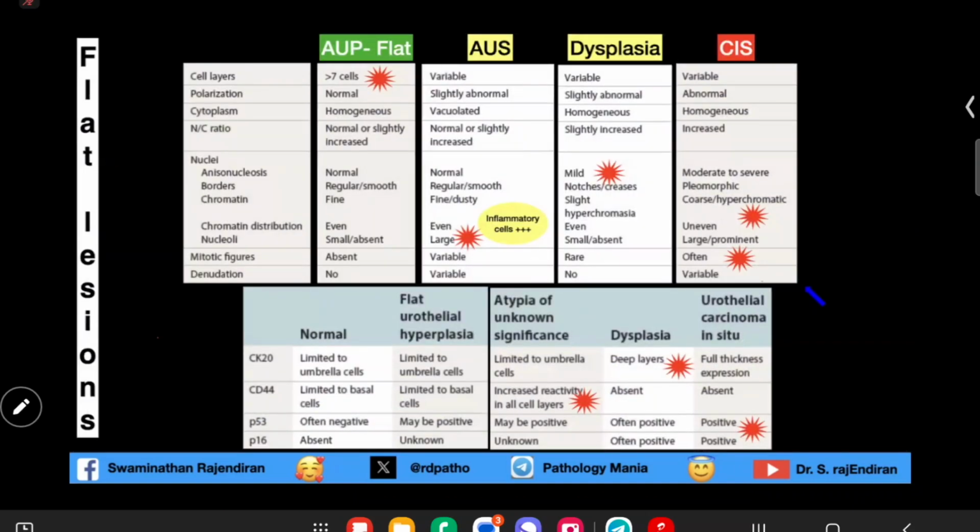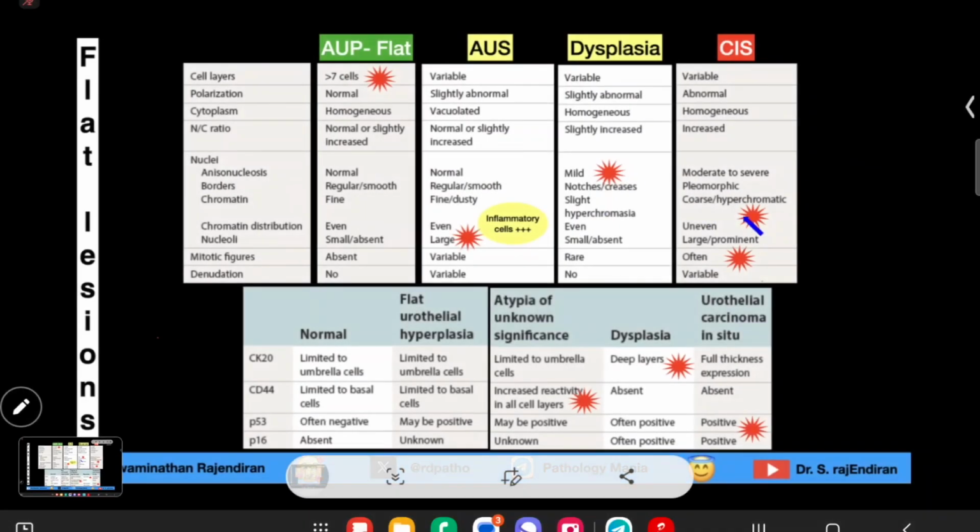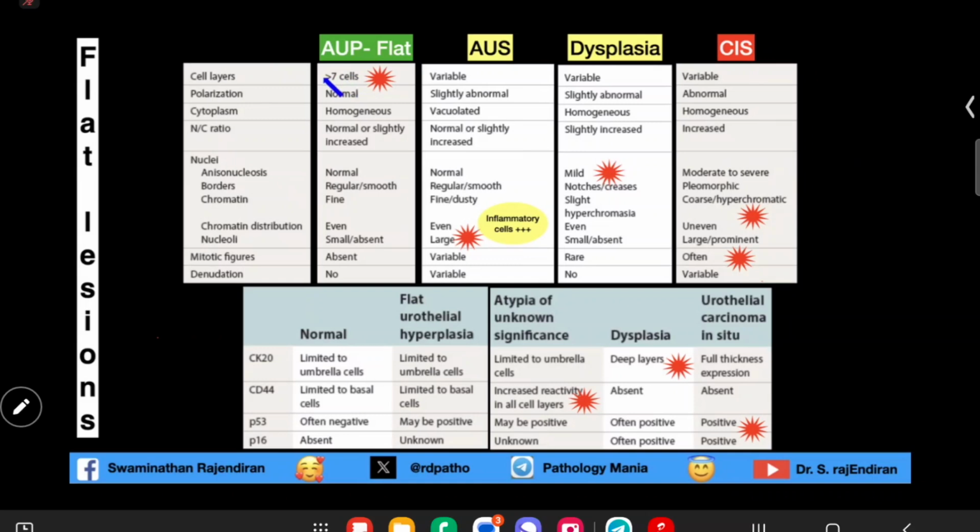Coming to flat lesions, there are 4 types. It is atypical urothelial proliferation, flat type, ATP of uncertain significance, dysplasia, and carcinoma in situ. And this table, some of the tables are very good looking, especially for the exams. But practically, there are only very few points you have to remember. For example, how will you differentiate AUP from flat? For AUP, they are counting the number of cells, so it is more than 7 cells.